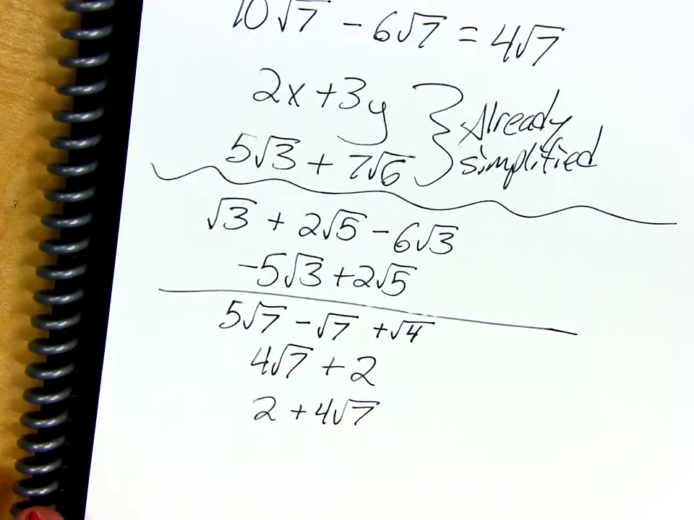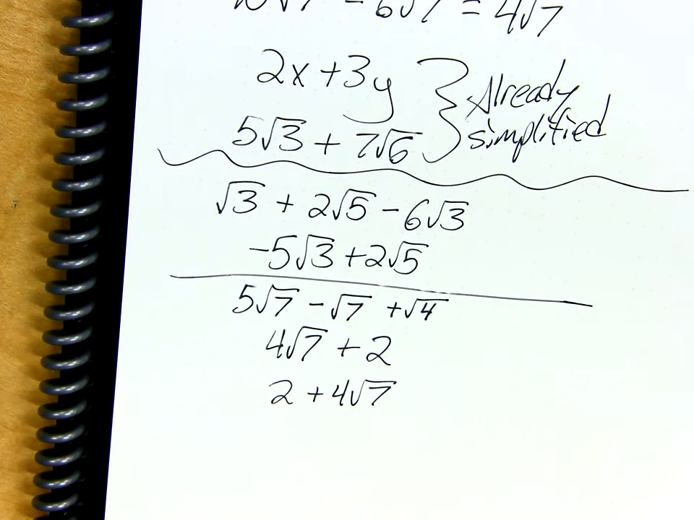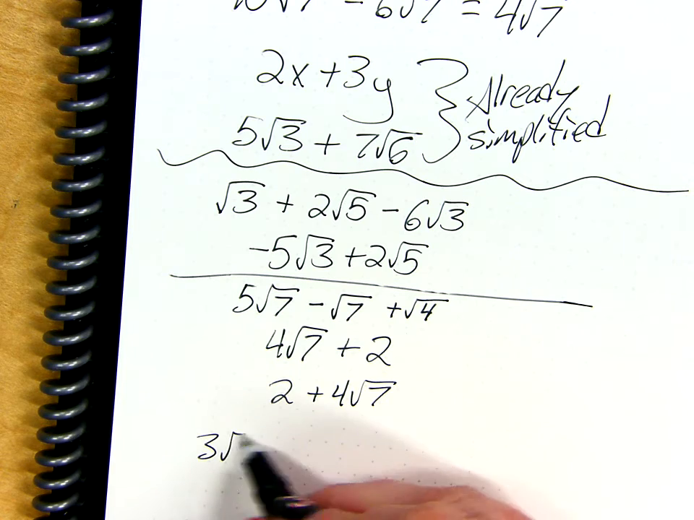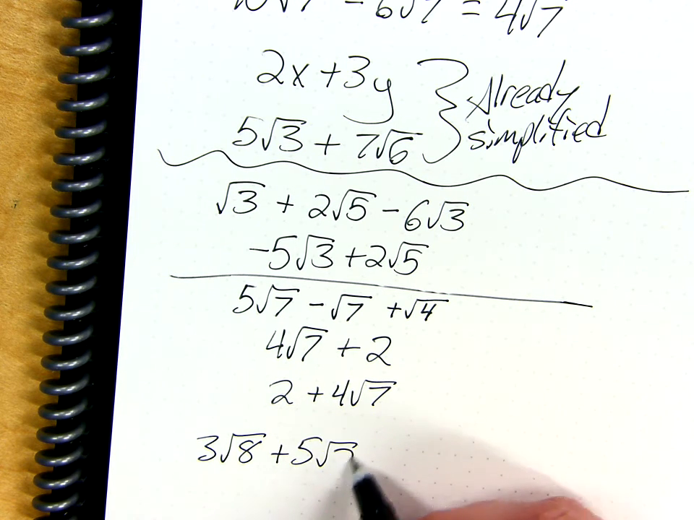Okay, let's try one more. How about 3 square root of 8 plus 5 square root of 2.